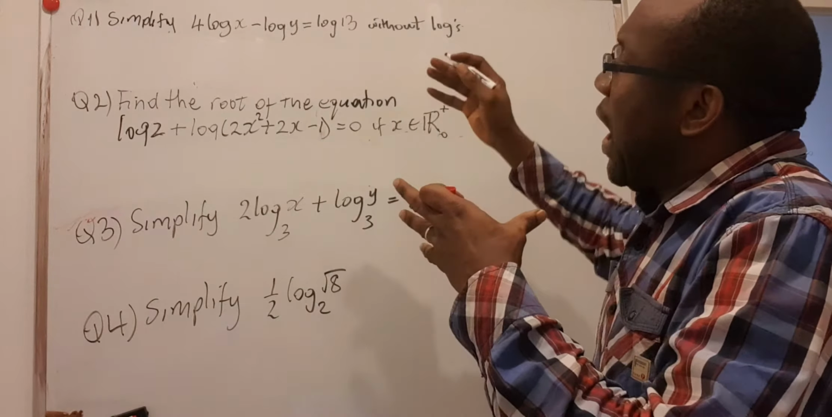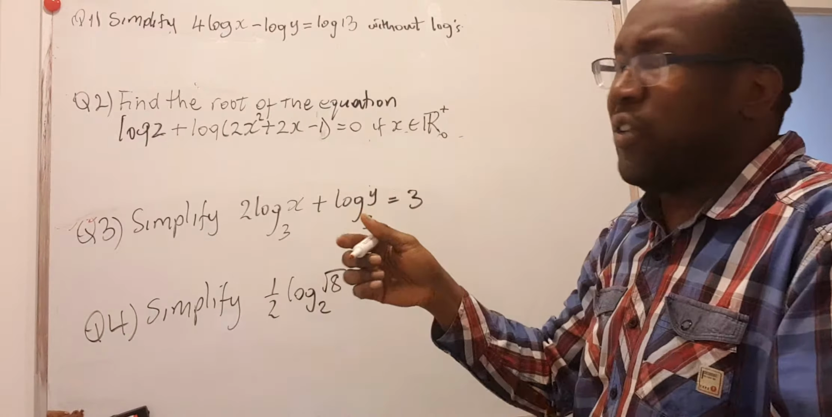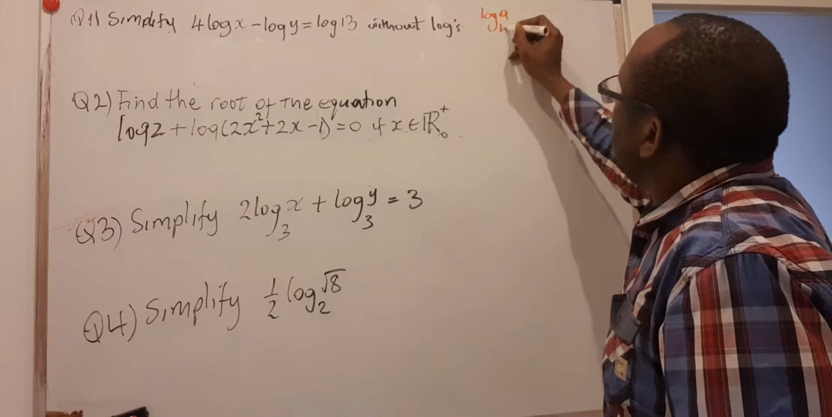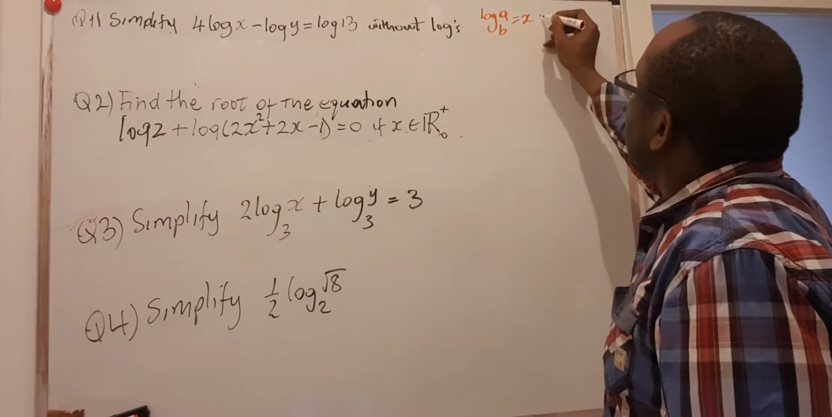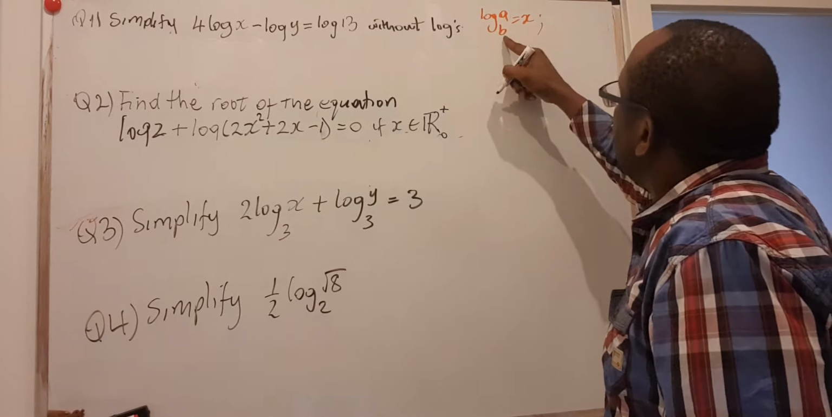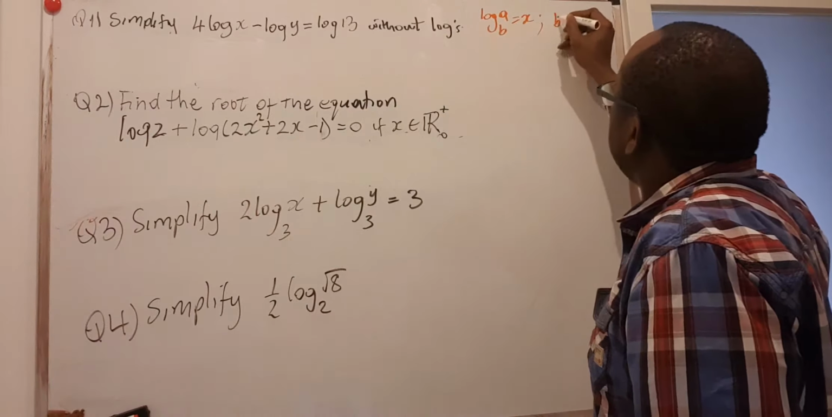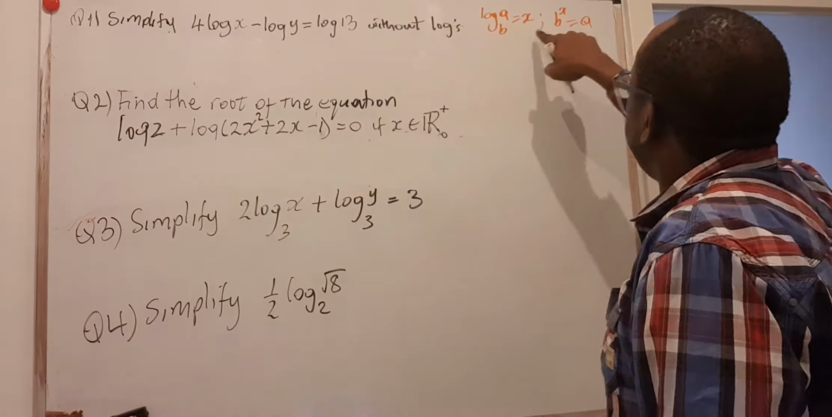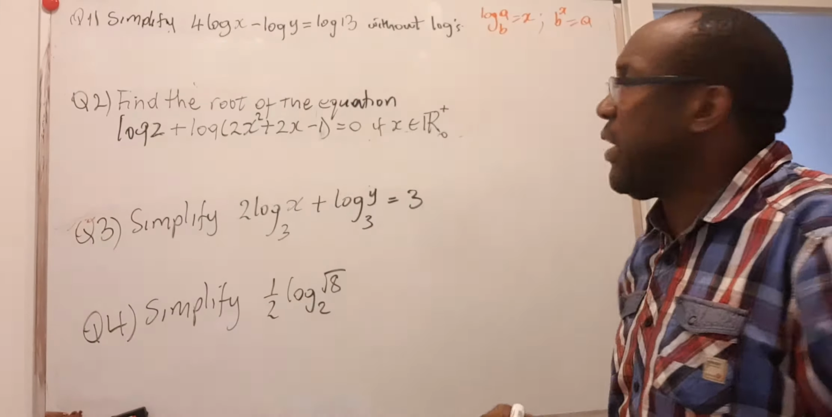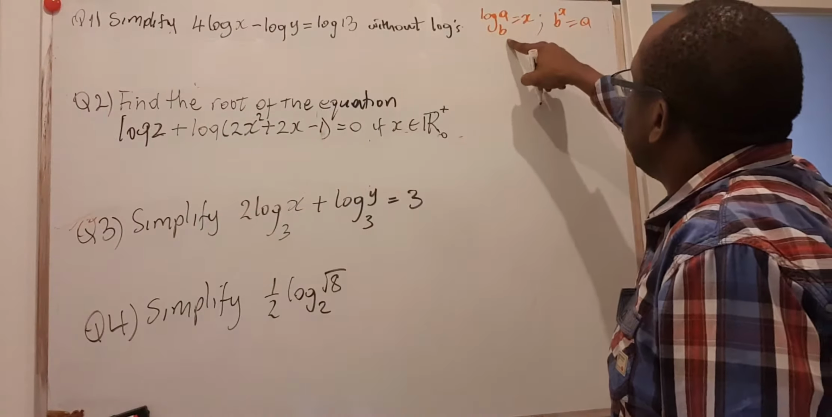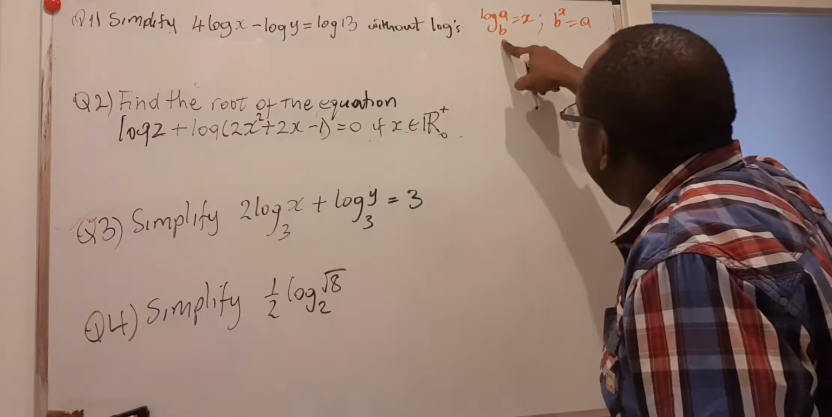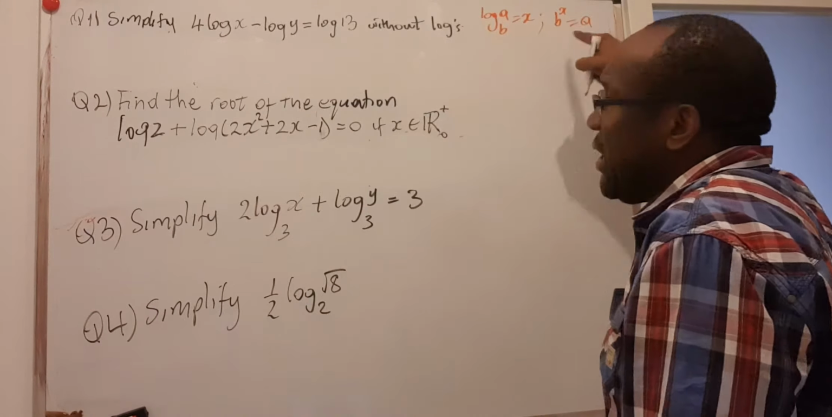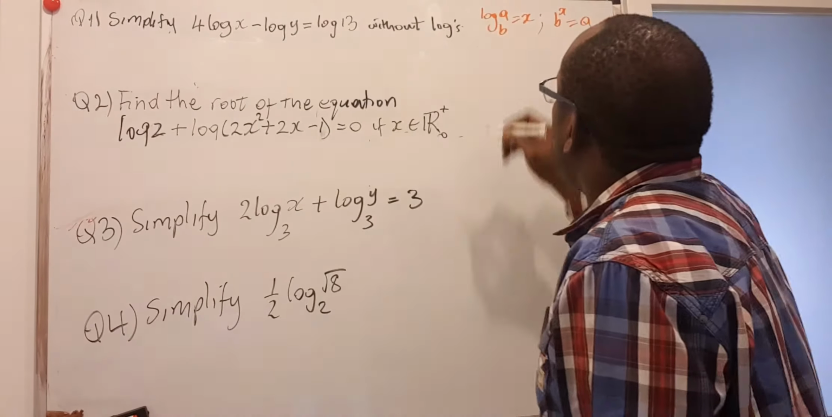Logs have as inverse the exponentials. So if I have, for example, log of a to the base b equal to x, then this would mean the same base raised to the power x should be equal to a. So I can actually move from this to that, and that is really well defined. What is the base in the log remains the base in the exponential as well.